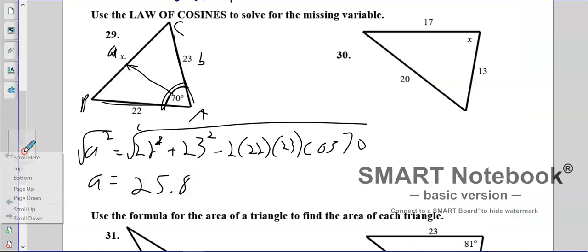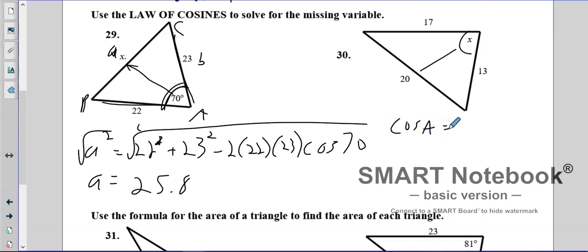Okay. Now in this one, since we're trying to find the angle, that's when we use the rewritten one. Cosine of A equals, and again, it's going to be b squared and c squared, or whatever you want to call it, just these two sides, just those two numbers. 17 squared plus 13 squared minus 20 squared. Divided by 2 times those first two numbers, 17 and 13.